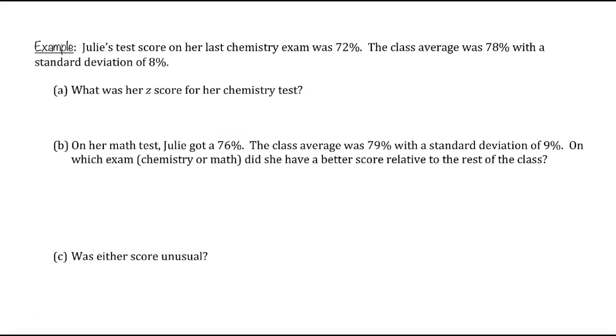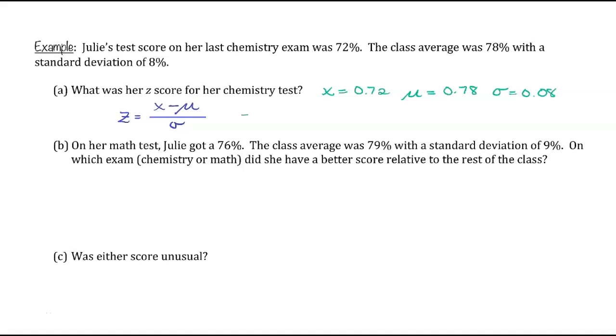Julie's test score on her last chemistry exam was 72%. The class average was 78% with a standard deviation of 8%. First, we'll find the z-score for her chemistry test. Since the population in this case is the entire class, and the class average was calculated using the entire class, we'll use our notation for a population. So, we can calculate z by finding x minus the mean divided by sigma. In this case, our data value x is Julie's test score, 0.72. The mean for the class is 78%, or 0.78. And the standard deviation, sigma, is 8%, or 0.08.